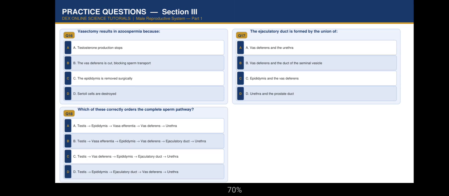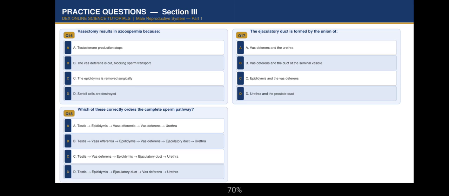Now, over to question 18. Which of the following correctly orders the complete sperm pathway? Option A is testis, epididymis, vas deferens. That's wrong. Sorry for that, I don't know what's wrong with me right now. Actually, sperm moves from the seminiferous tubule through to the epididymis and then to the vas deferens. So it moves from the epididymis to the vas deferens, not the other way around.